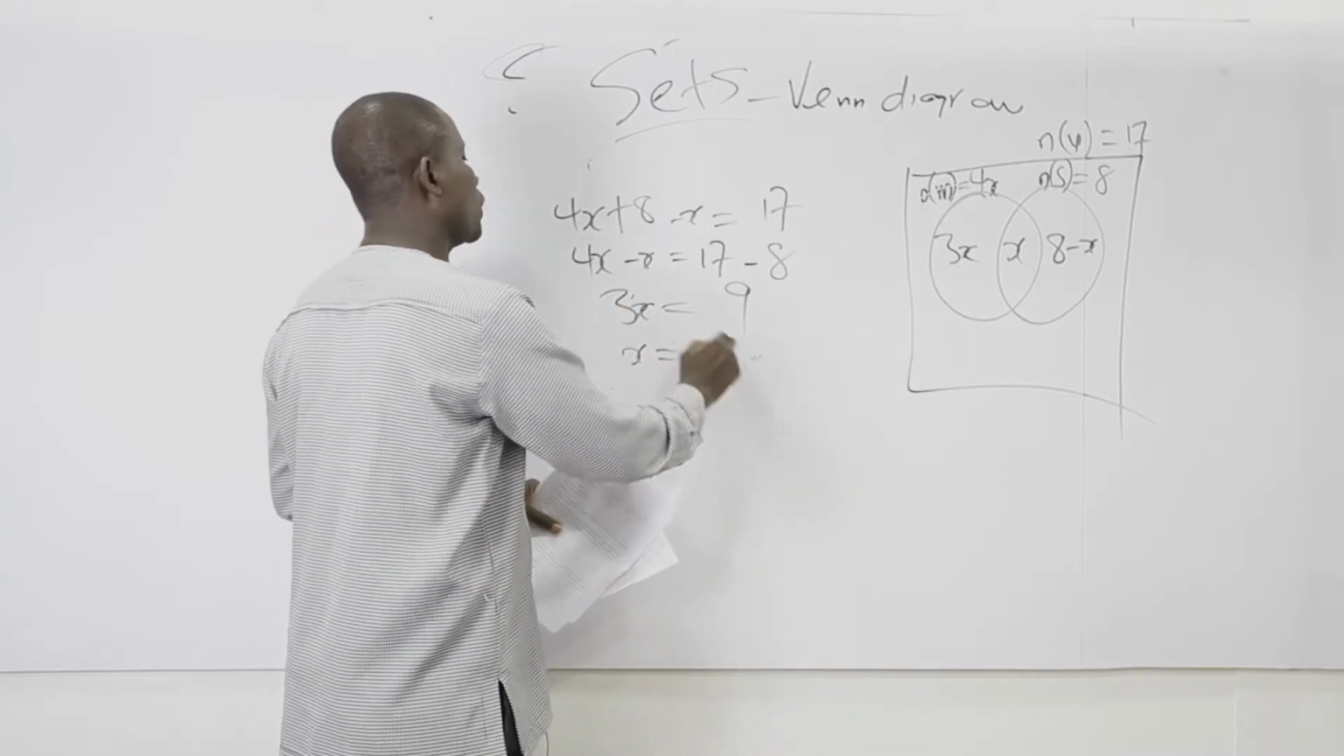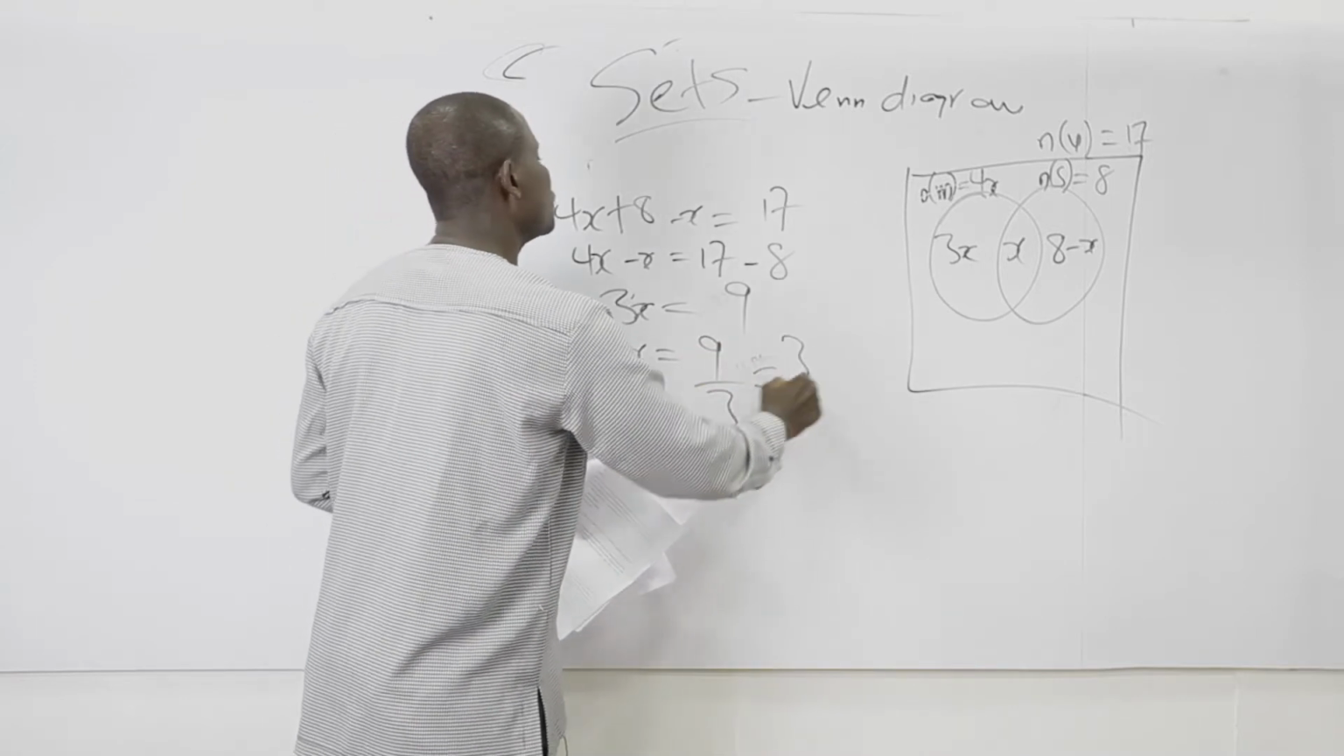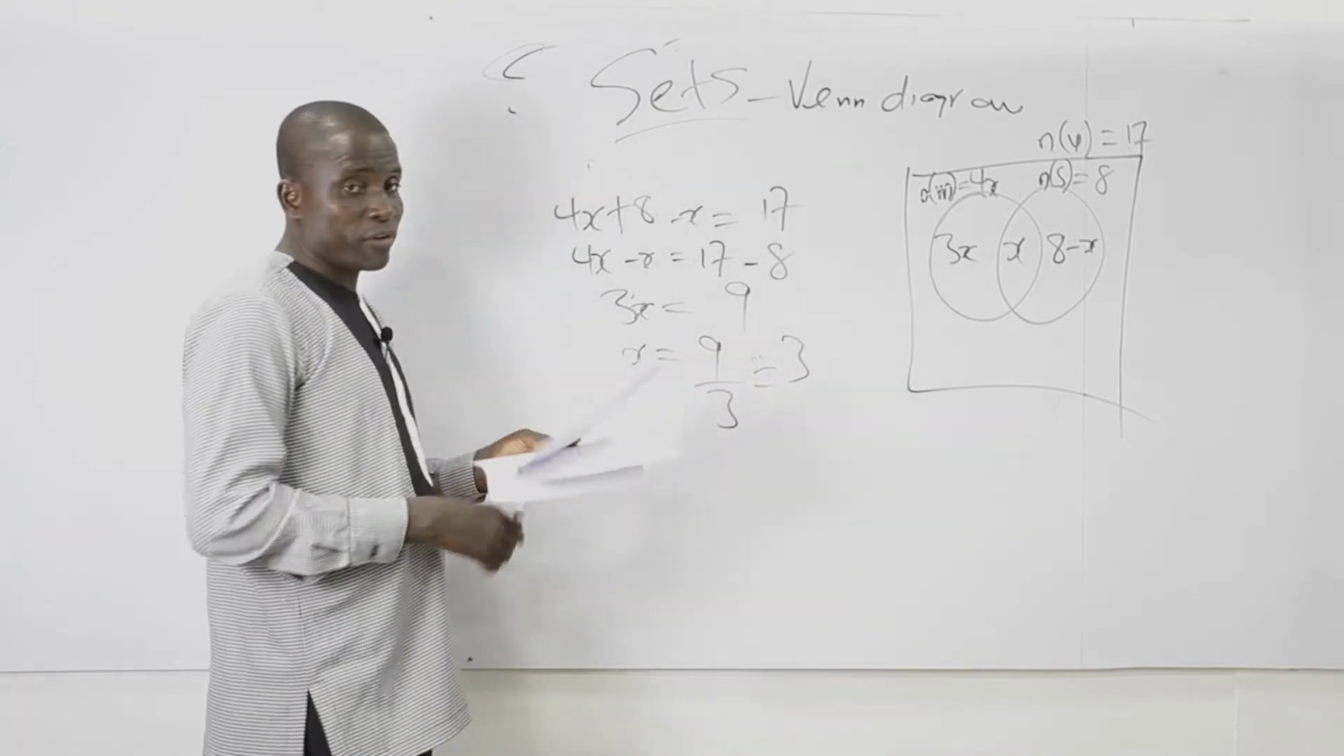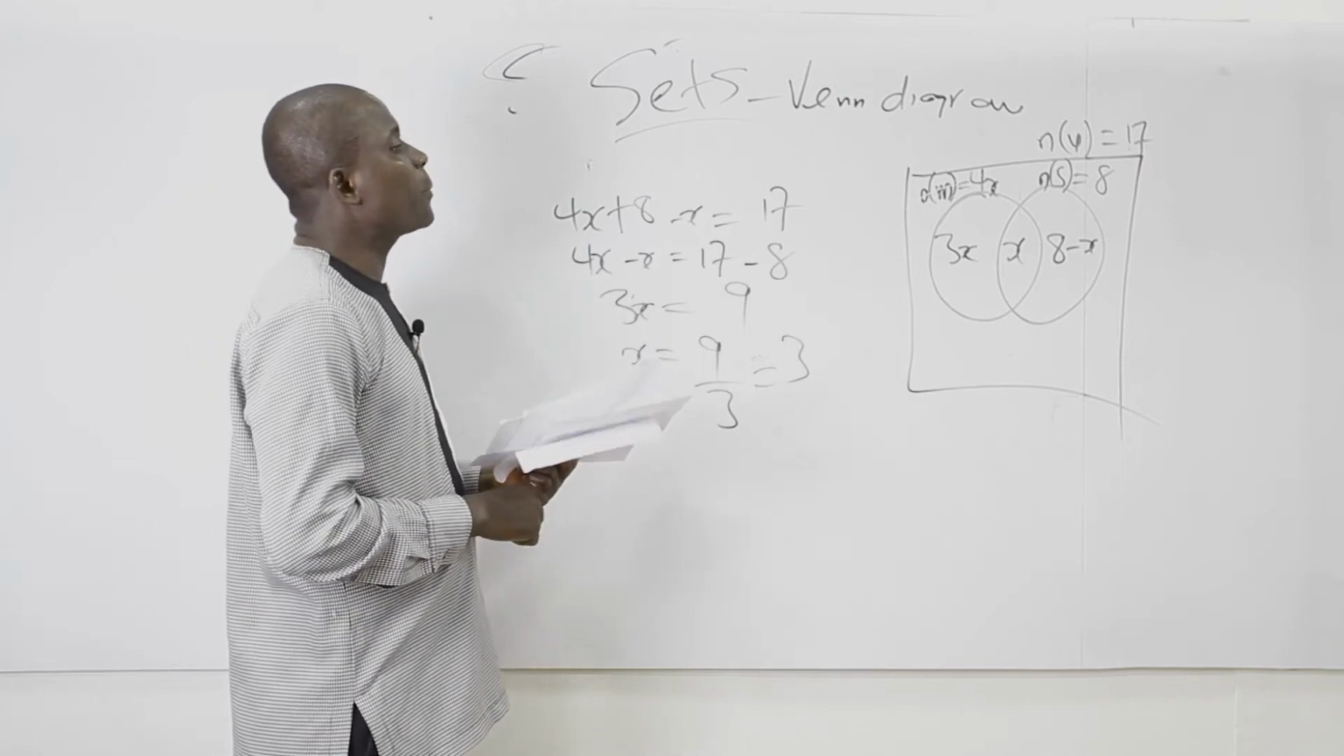Okay, so x is equal to what? 9 over 3. That gives you 3. That's one way of solving for x. Now, another person can solve it this way.